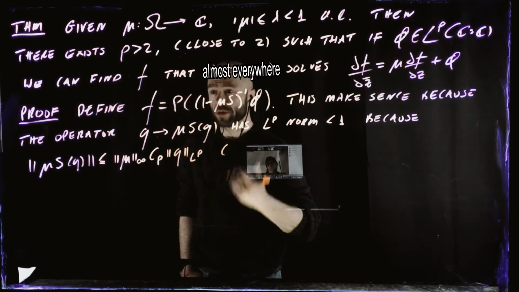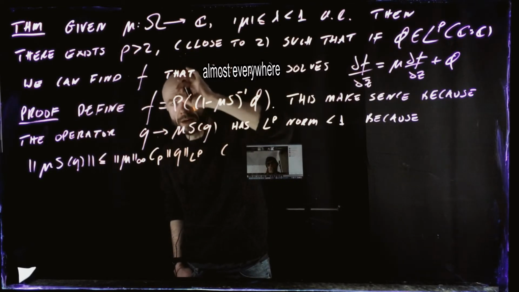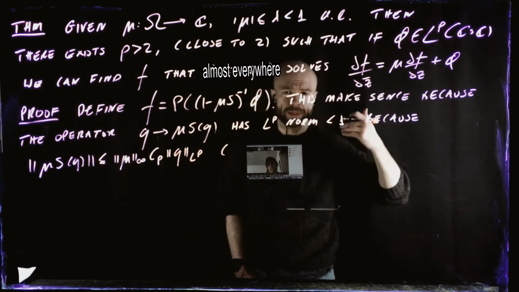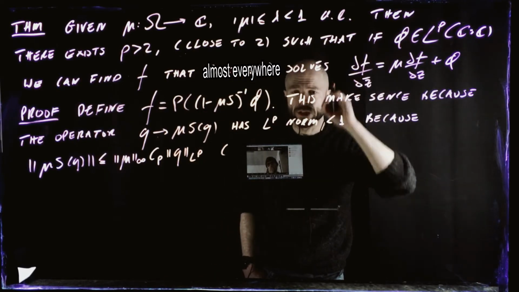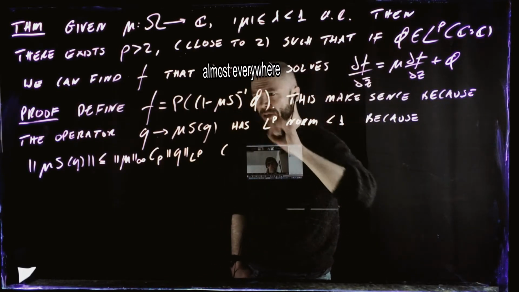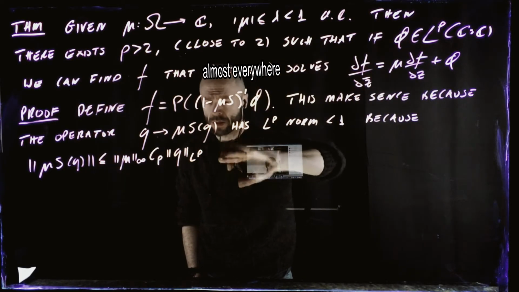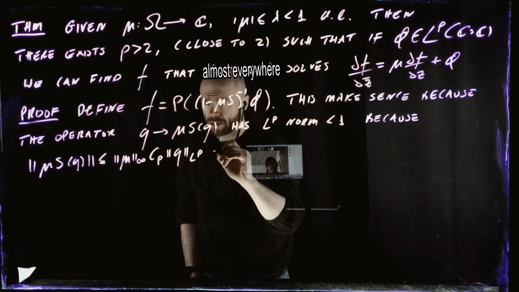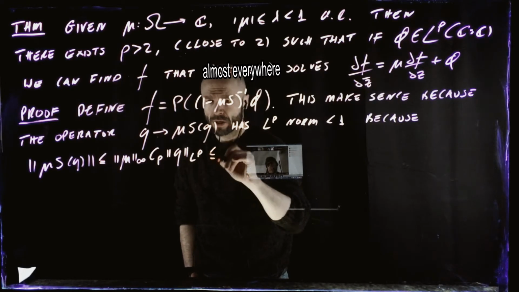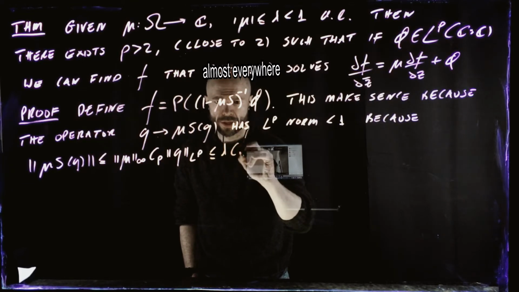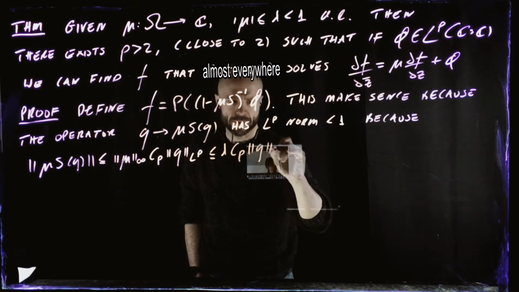So recall, we're assuming that the Beurling transform is an L^p bounded operator, and that its norm is given by C_p, and C_p tends towards 1 as p tends towards 2. So actually, let me complete this inequality. So that's less than or equal to this lambda times C_p times the L^p norm.